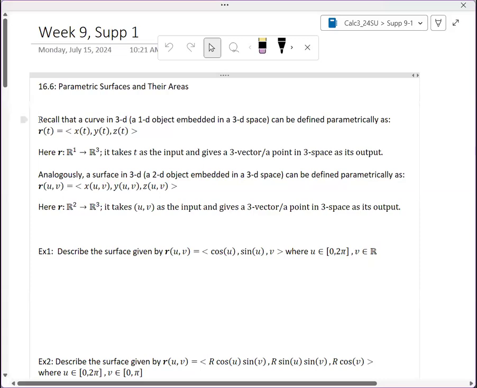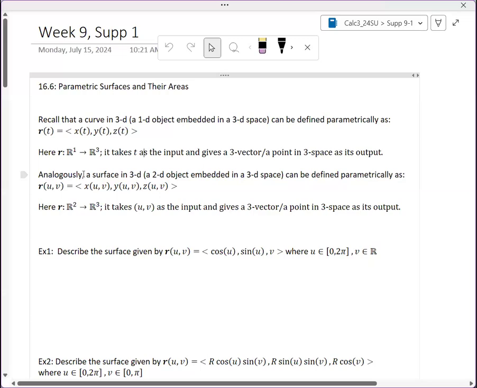So just a quick reminder, recall that a curve in 3D, which is a 1D object embedded in a 3D space, can be defined parametrically as r of t equals x of t, y of t, z of t. So we take one variable as input and give a three-dimensional vector as the output. And this makes a one-dimensional object in a three-dimensional space.